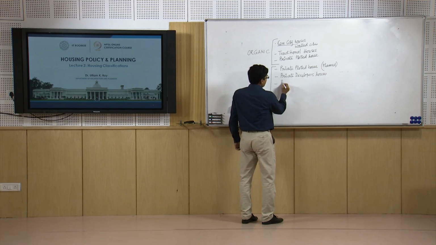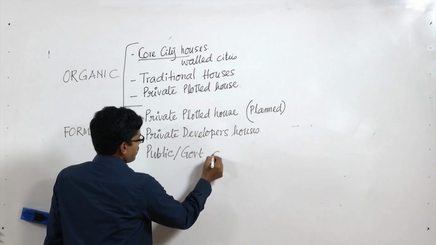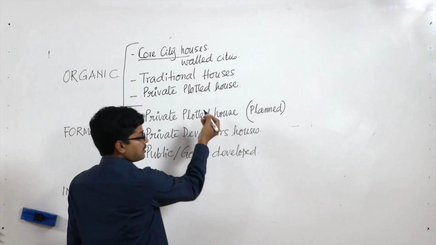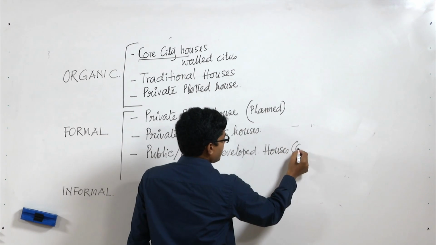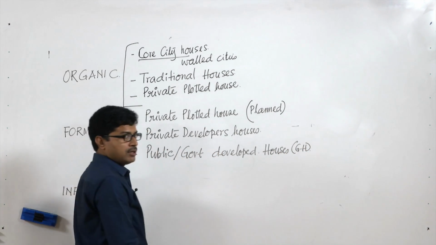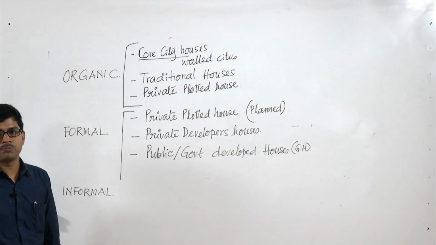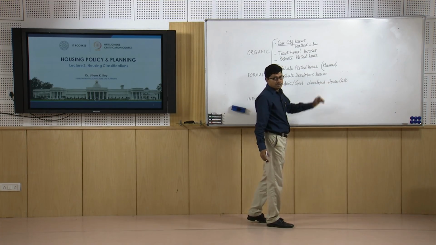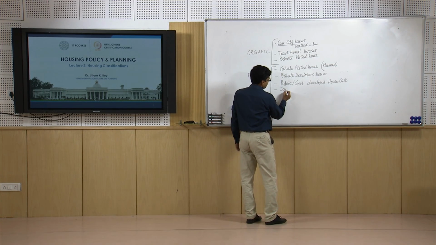Then there are public or government developed houses other than plotted houses, like say group housing. All the state government authorities like the housing board and the housing development authorities, all the town and country planning development authorities and also municipal corporations, they sometimes provide this kind of houses. Apart from this, there are houses developed by joint venture companies.